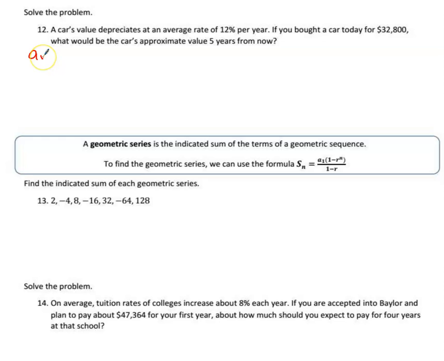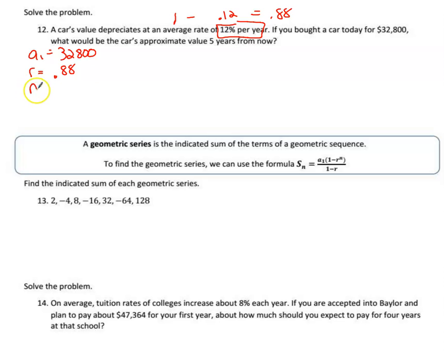Well, A sub 1 is going to be $32,800. Our rate, if it's depreciating at 12%, well, if we're going down 12%, think of that as a decimal, that's 0.12. If you're decreasing by 0.12, 1 minus 0.12 is 0.88. That's our R. It's less than 1, so it's getting smaller.